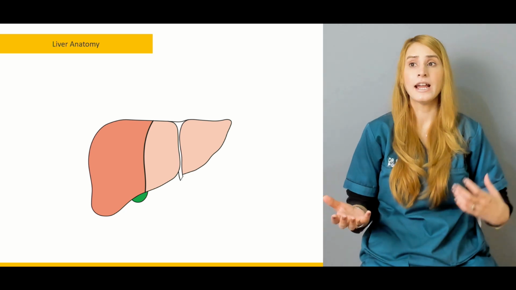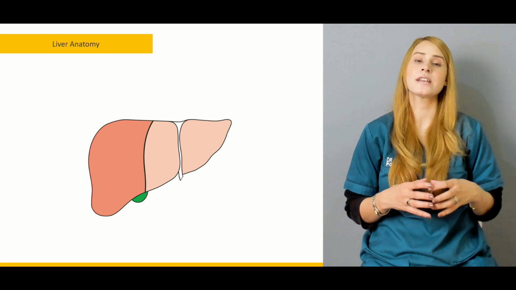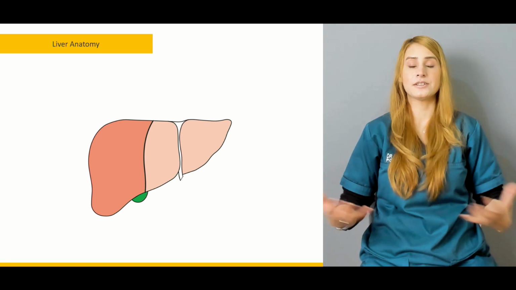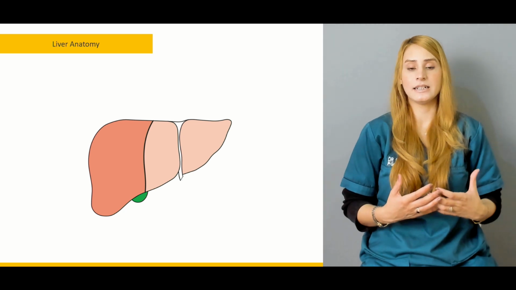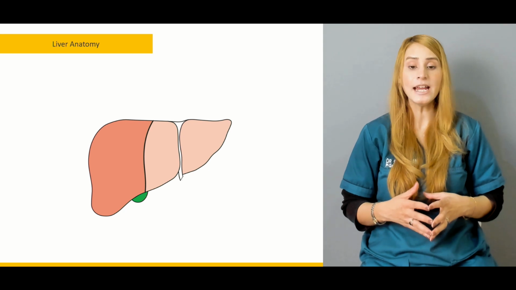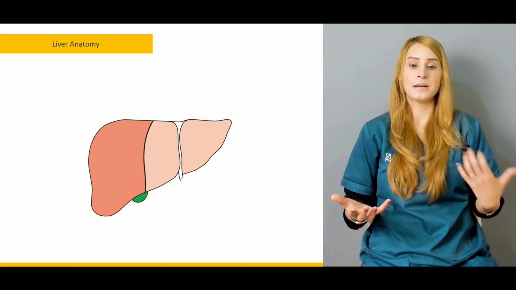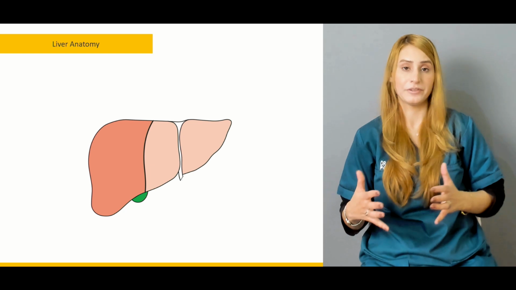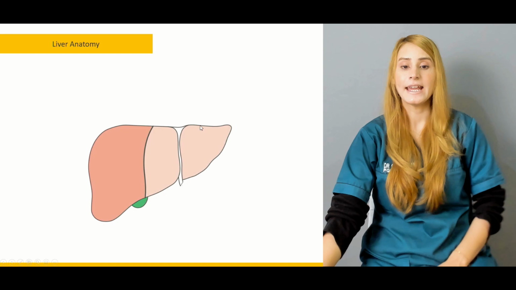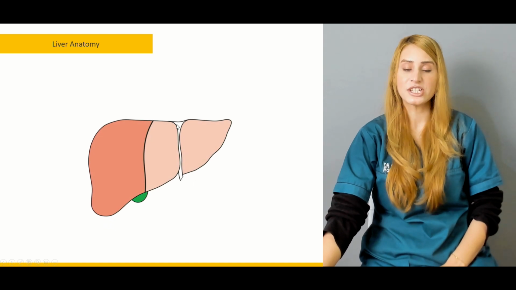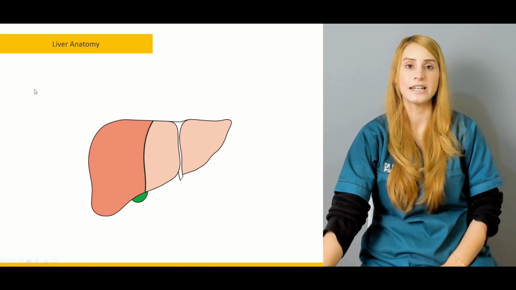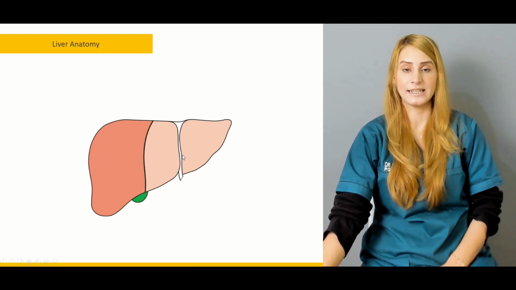There are important peritoneal reflections, because it's important to connect the liver with the adjacent organs located in the abdominal cavity. One of the important peritoneal reflections is this falciform ligament, which extends from the superior surface to the inferior surface and divides the liver into right and left lobe.